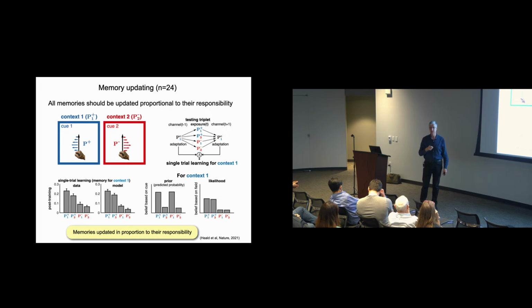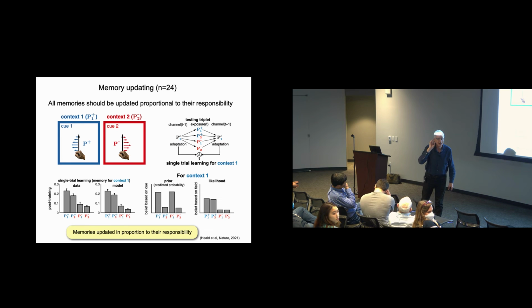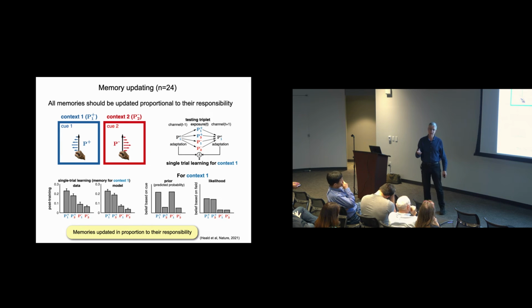Can you just say again, all memories should be updated proportional to their responsibility in generating your confidence in which context you're in? The responsibility is your belief after you make the movement about which context was active during the movement. So I finish the movement, and I go, do I think that was context 1 or context 2, or memory? And if I'm absolutely sure I was in context 1, I update that a lot. If I think, well, it's 50-50, then I update them each half.